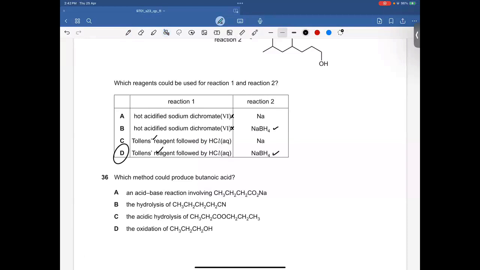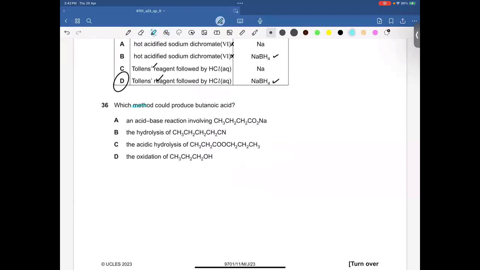Okay. Question 36. Which method could produce butanoic acid? Butanoic acid. When you oxidize this compound, obviously this CH2OH will turn to carboxylic acid, and so you will get propanoic acid. Examiner is asking butanoic acid, which means D is incorrect.